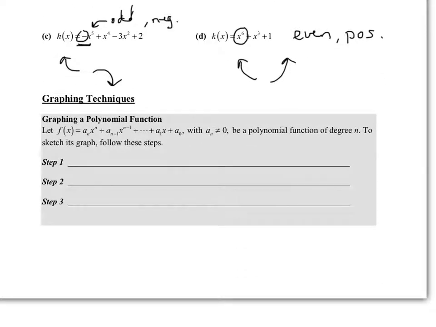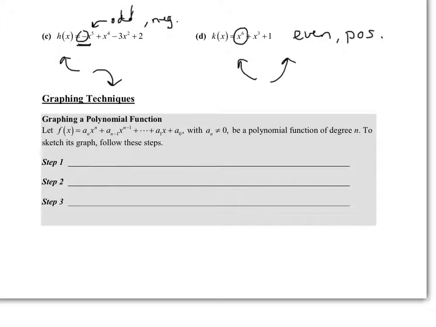Now, to put all of this together, we're going to figure out step by step how we could graph a polynomial function. We already know if it's linear, we can just choose x's, plug in, get the y. Once we have 3 points, we could graph a line. When it's quadratic, we just learned how we can find the vertex, use the axis of symmetry, and we can plot a parabola. If it's something that has a higher degree than 2, we need some techniques.